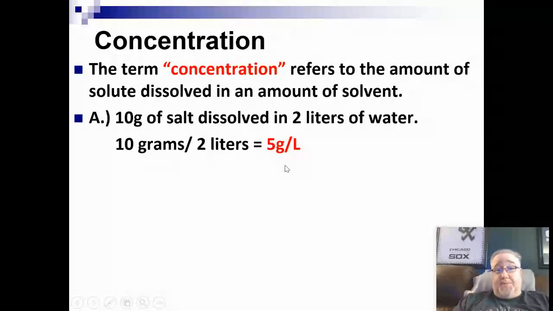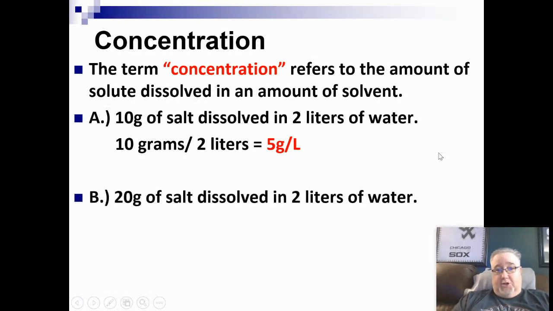The concentration is basically the amount of solute divided by the amount of solvent. So it's a simple division problem, okay? Solute over solvent. So we have 10 grams of salt divided by 2 liters of water. Well, 10 divided by 2 gives us 5 grams per liter. So the concentration is 5 grams per liter.